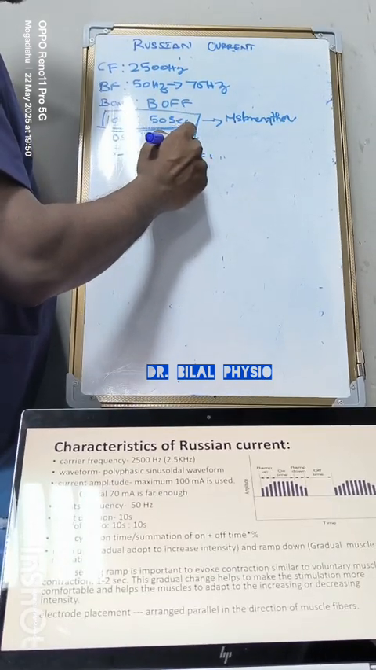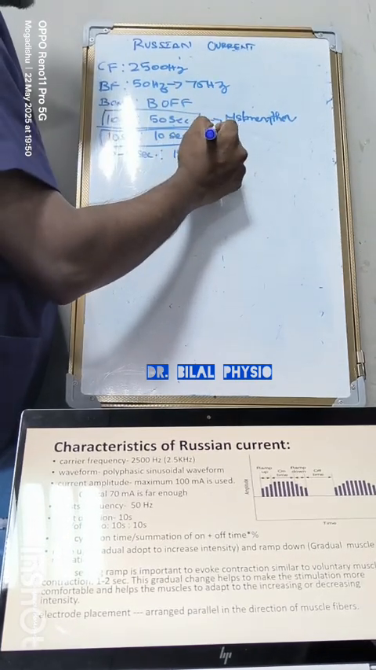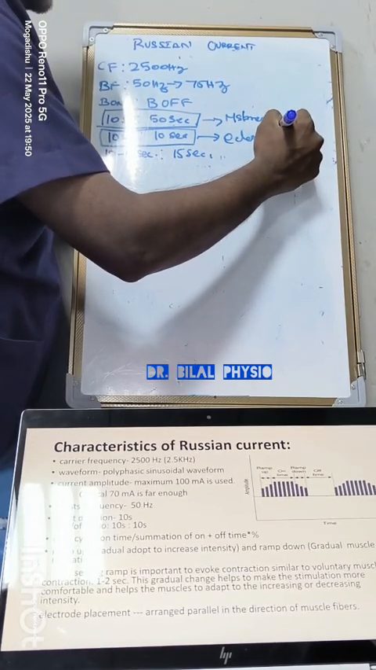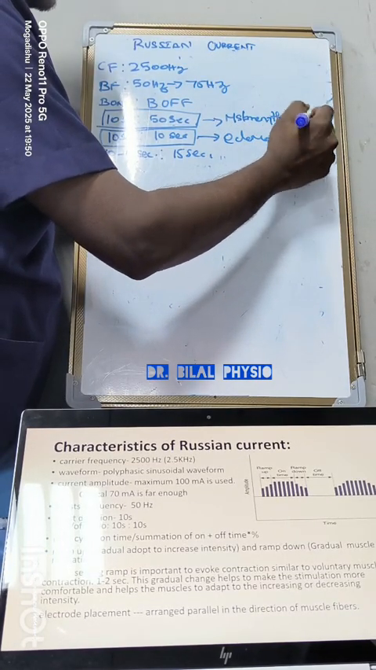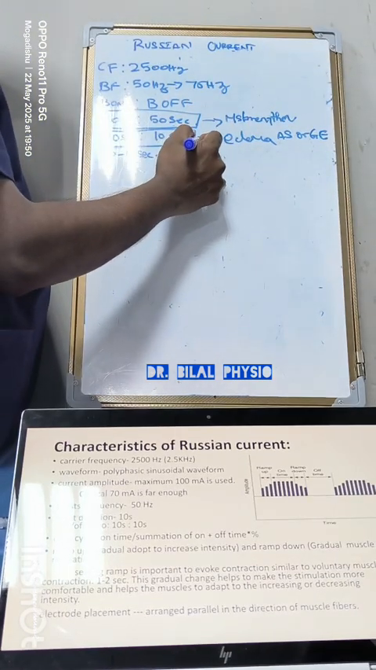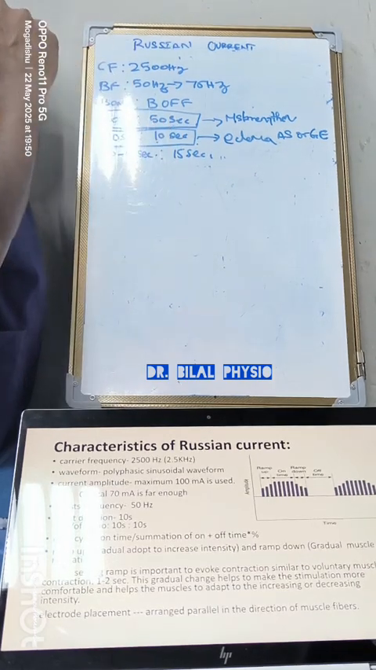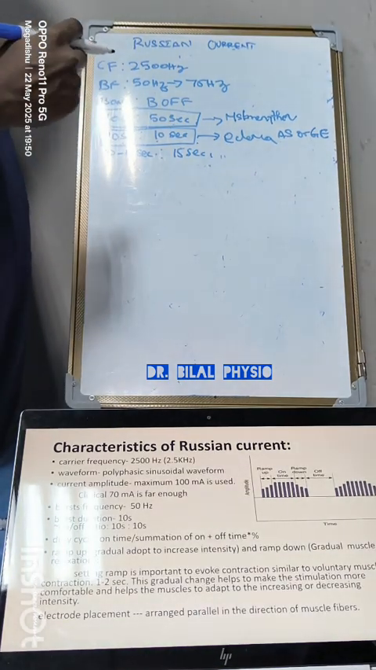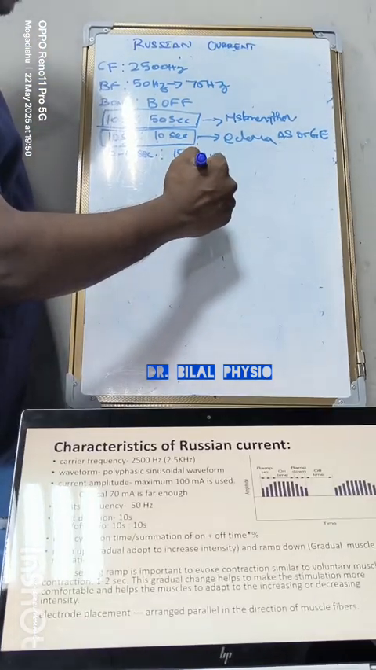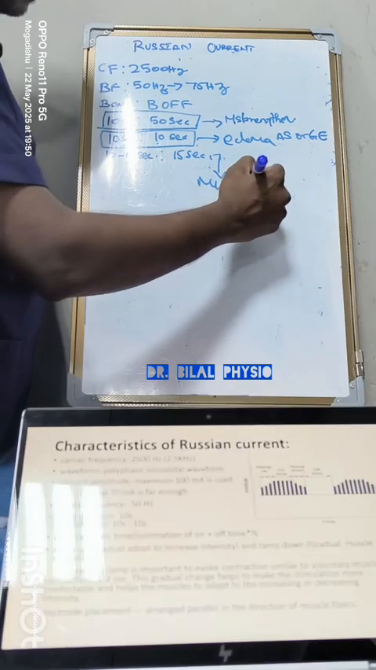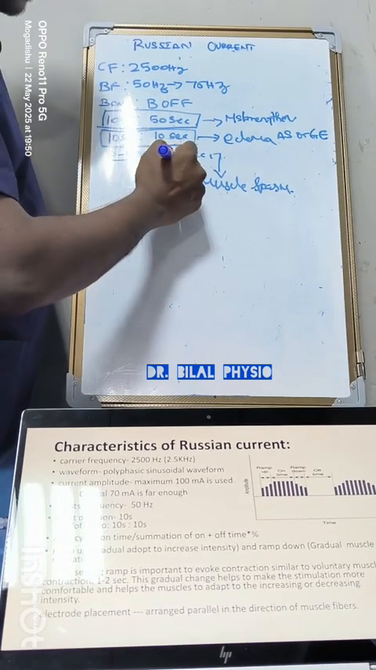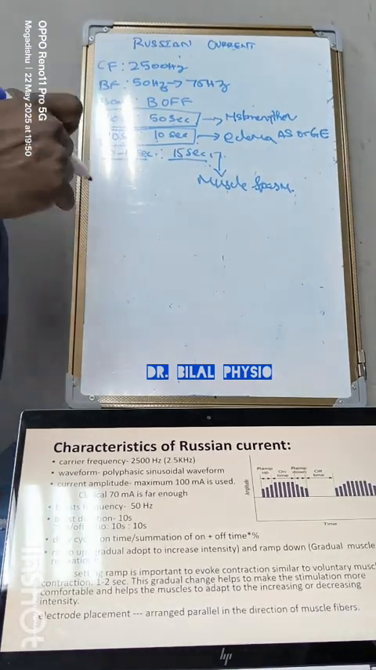For edema reduction, in case of any ankle sprain or general edema, we can take this burst on and burst off time for promoting the pumping action of the muscle. In case of a muscle spasm, we can select this burst on and burst off time, which is comfortable for the patient.